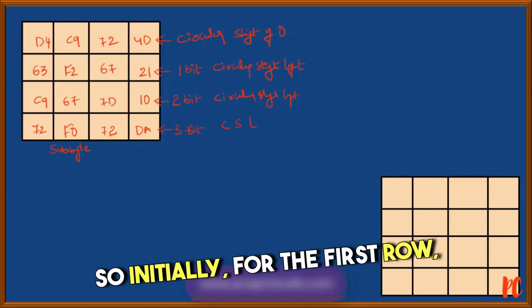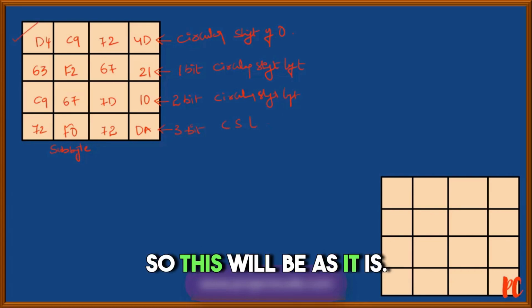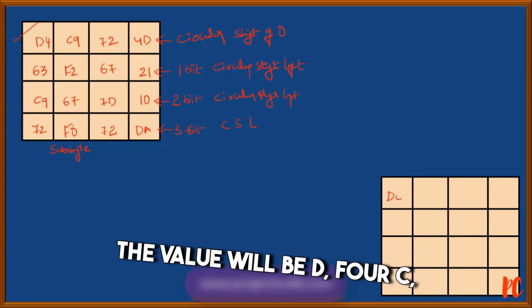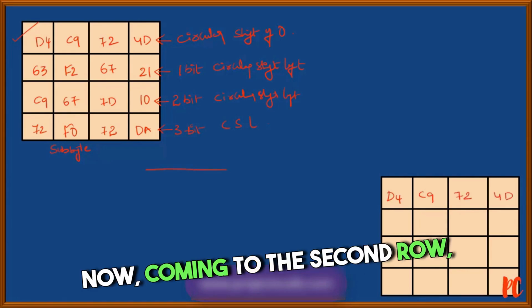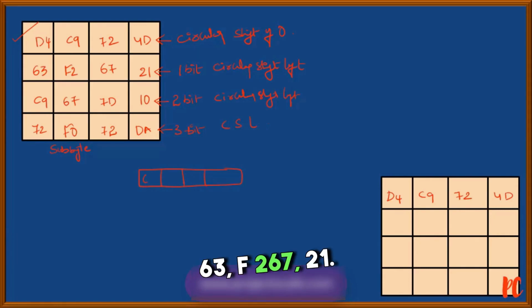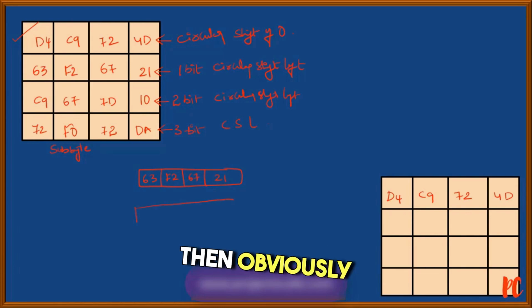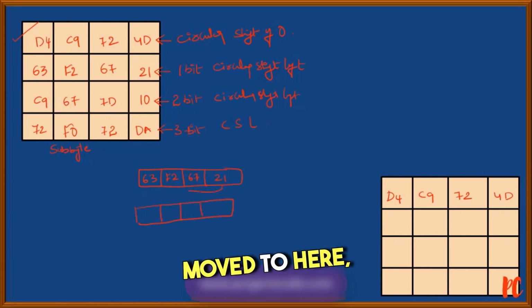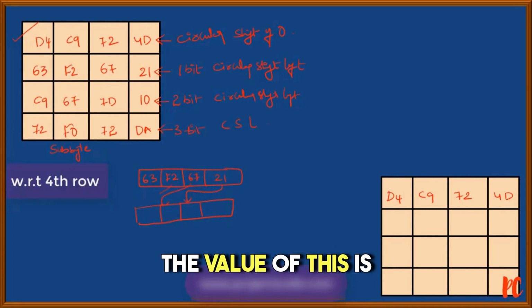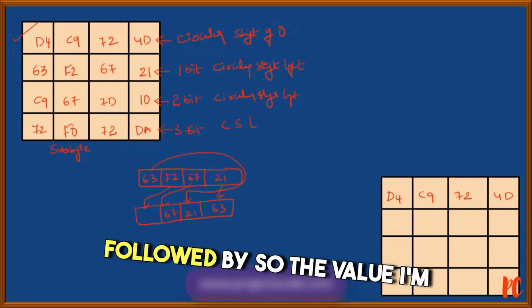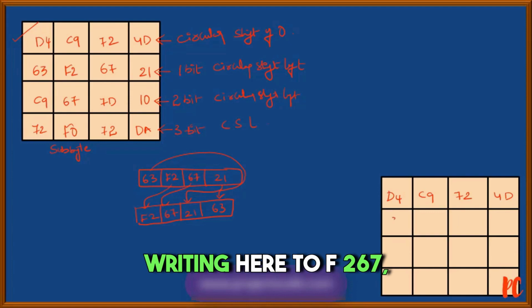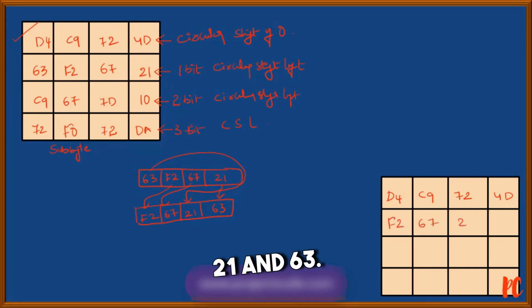So initially for the 1st row, there won't be any shifting operation. So this will be as it is. The value will be D4, C9, 72 followed by 40. Now coming to the 2nd row, which is nothing but 63, F2, 67, 21. If I am making a circular shift, then obviously the value of this is moved to here, the value of this is moved to here, the value of this is moved to here, and the value of this is getting circulated to here. So this will be 63, this will be 21, this would be 67 followed by F2. So the value I am writing here to be F2, 67, 21 and 63.